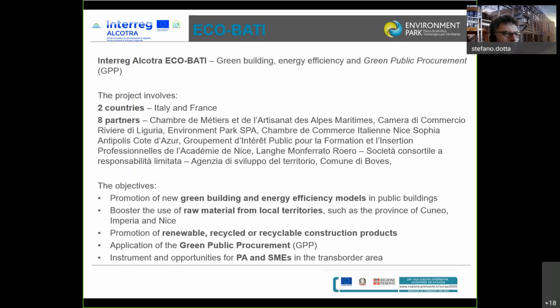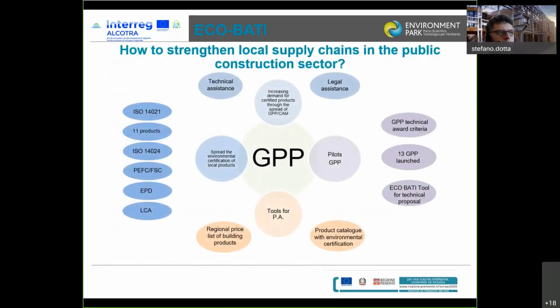So the main idea of this project is to strengthen the local supply chain in the public construction sector. And how is it possible to do that? Our idea is to use green public procurement as a tool in order to increase the number of local products with environmental certification, and also with the aim to strengthen the local supply chain. And we implemented 4 main actions.